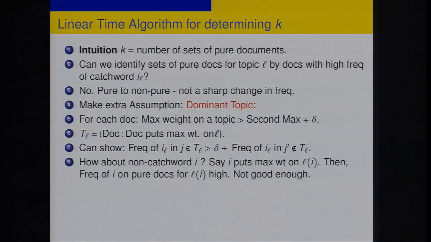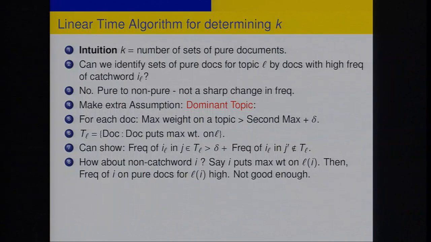So what this says is that if somebody told you what the catchwords are, I can identify pure documents by just saying those are the ones with high frequency and there is a drop. There's a clear drop, which you can see in the data. Now, the trouble is that you don't know which words are catchwords, so non-catchwords might give you a different drop, and there's no way to tell which ones are correct.